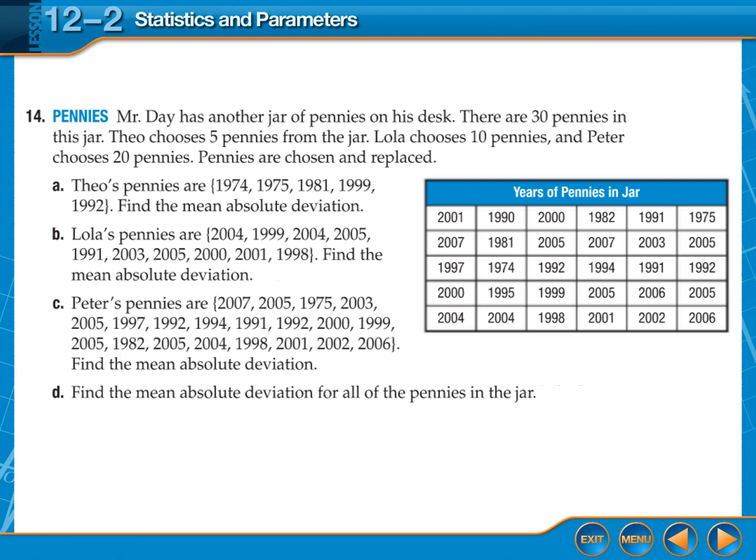All right. So Theo's pennies are as follows. Find the mean absolute deviation. Lola's pennies are as follows. Find the mean absolute deviation. And there's Peter. Find the MAD for Peter as well. And then part D, which is a bit of a doozy, I know. But I want you to find the mean absolute deviation for all of the pennies in the jar. And then in class come Wednesday, we're going to talk about how the mean absolute deviation for all of the pennies compares to Peter, Lola, and Theo.